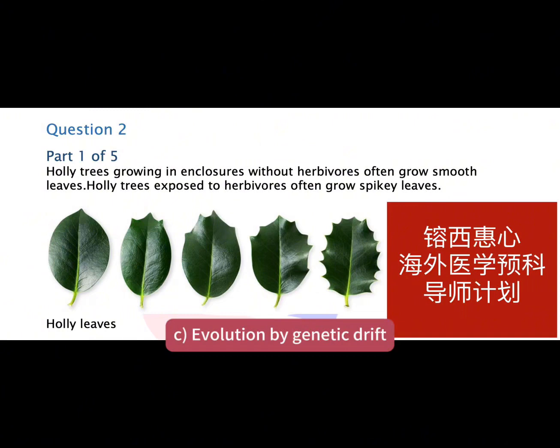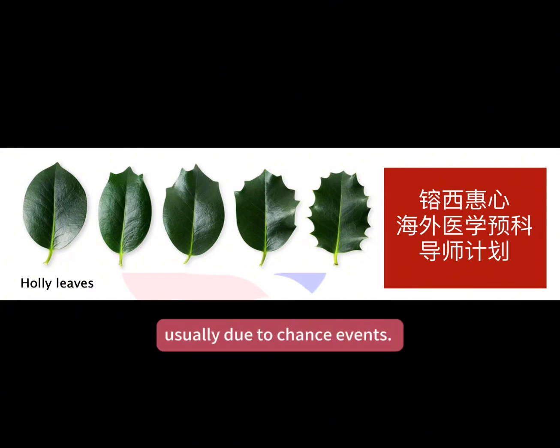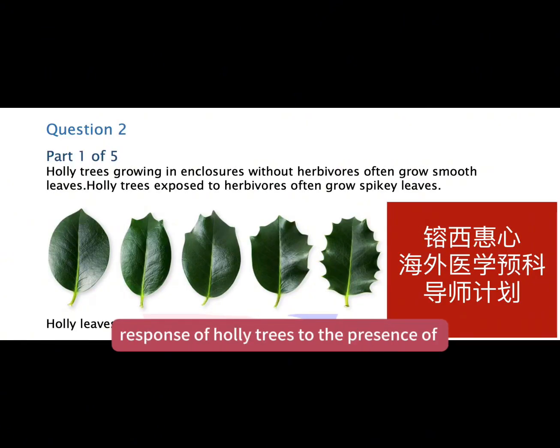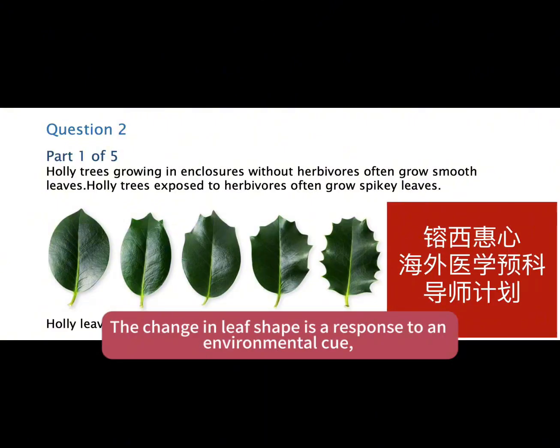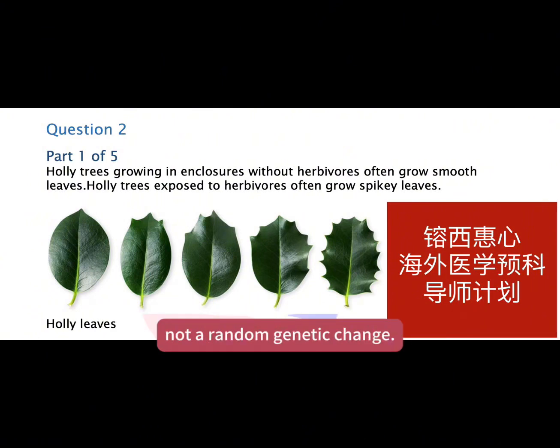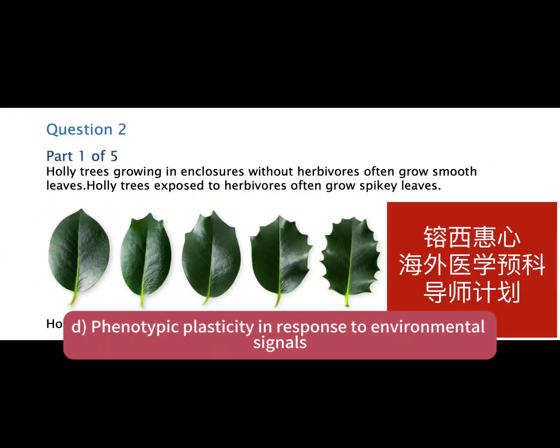C. Evolution by genetic drift. Genetic drift is a random change in the frequency of alleles in a population over time, usually due to chance events. It is not related to the direct response of holly trees to the presence of herbivores and the resulting changes in leaf shape. The change in leaf shape is a response to an environmental cue, not a random genetic change.